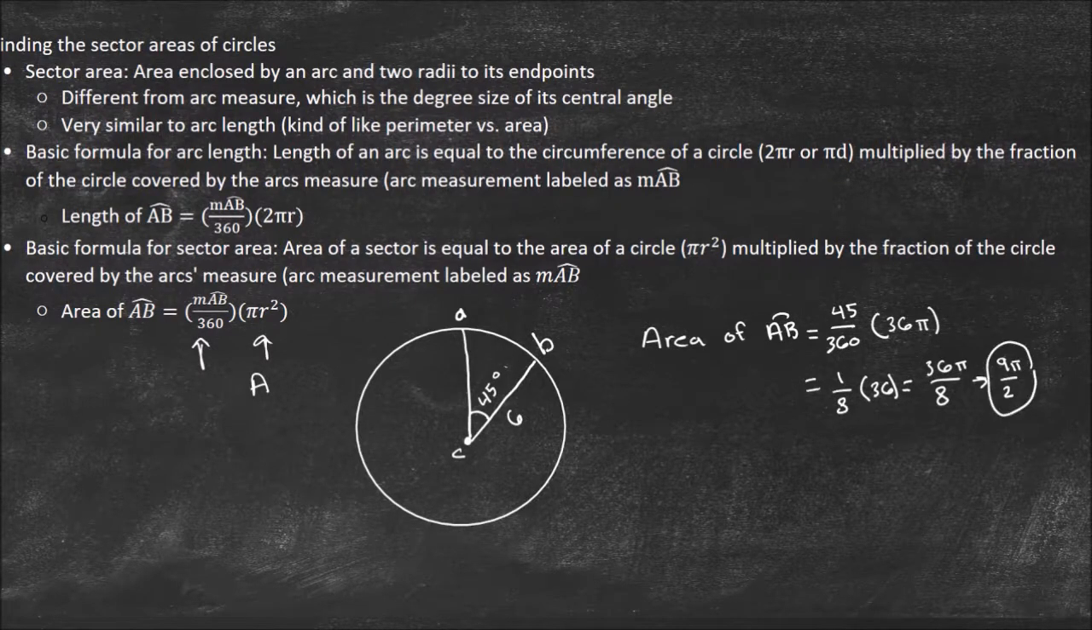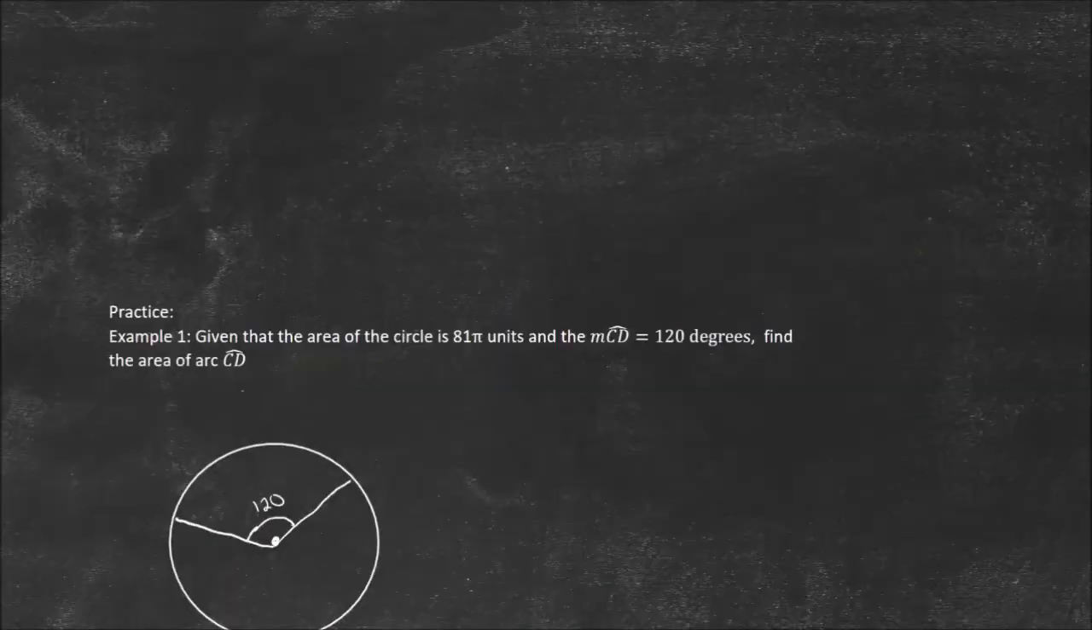So again, it's really similar to the arc length formula. If you have that down, you should be able to get this one pretty simply. The only difference is that instead of multiplying by the circumference, we're multiplying by the area of the entire circle. So let's get into some examples.